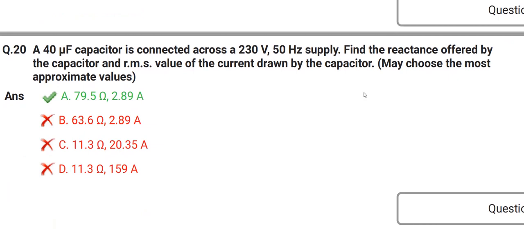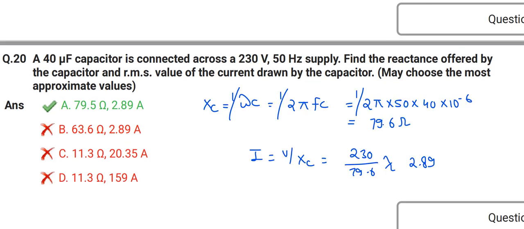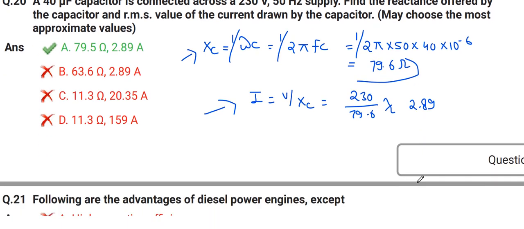Next question is that a 40 microfarad capacitor is connected across a 230 volt 50 hertz supply. Find the reactance offered by the capacitor and the RMS value of the current drawn by the capacitor. You can solve this question like XC, you know very well, 1 upon omega C, which is 1 upon 2 pi FC. All values are given in this question, and we know that I equals V upon XC. So V is 230 and XC we got 79.6, and the answer is 2.89 of current.